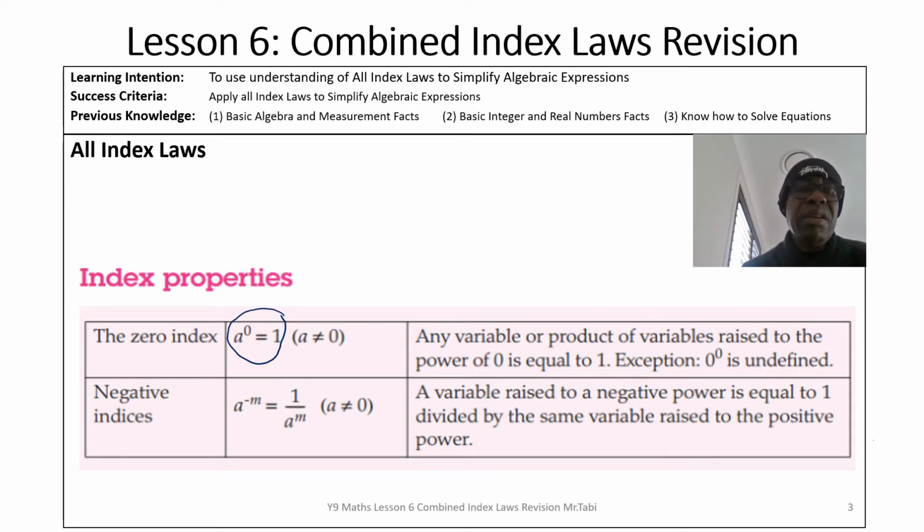And then we did negative indices. A to the power minus M is simply 1 over A to the power of M, where A is non-zero. Equally so, we can also say that A to the power of M is equal to 1 over A to the power minus M. That is also correct for this law.